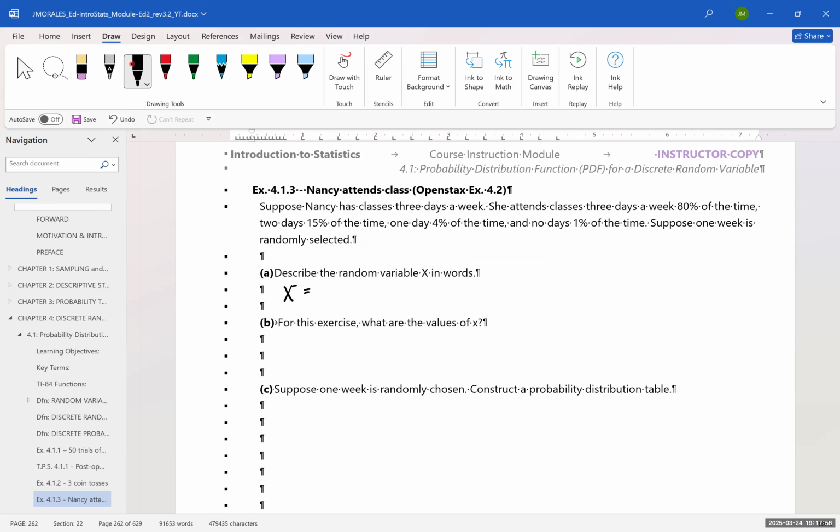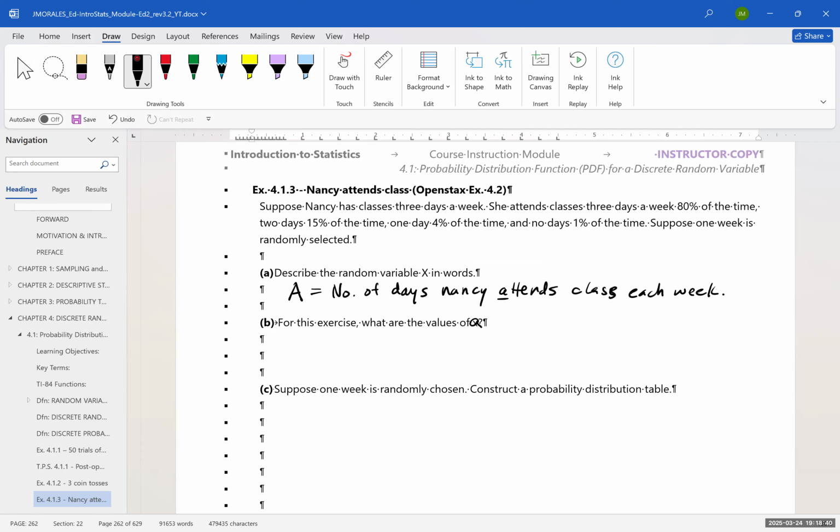So for our random variable, we could use x for attendance. Let's change it from x to capital A for attends. So that would be the number of days Nancy attends class each week.